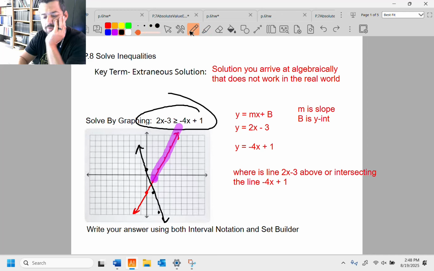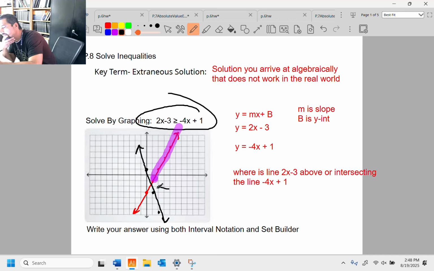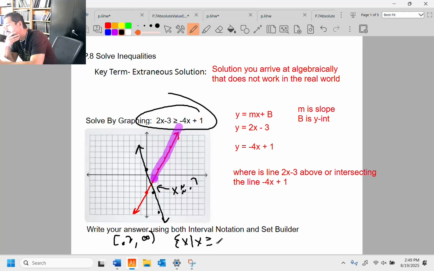And, you know, one of the issues with graphing is getting a point. Like, what is this x value? I think it's about 7/10. It might be something else. I haven't done this problem yet, so I don't know what the answer is. So, and I'm moving right for this shading, so I'm going to be greater than or equal to 7/10. Interval notation would be, I do have equality here, even though I'm using a rounded answer, I'd use a bracket from 7/10 to infinity because I'm moving to the right. Set builder would be all values of x such that x is greater than or equal to 7/10.